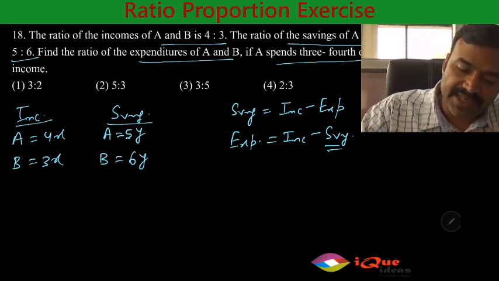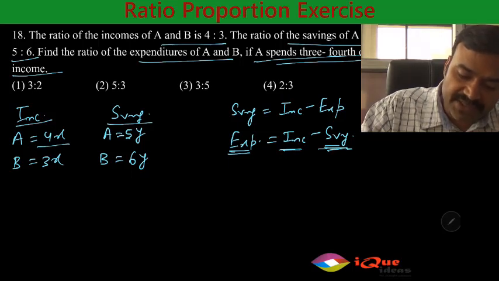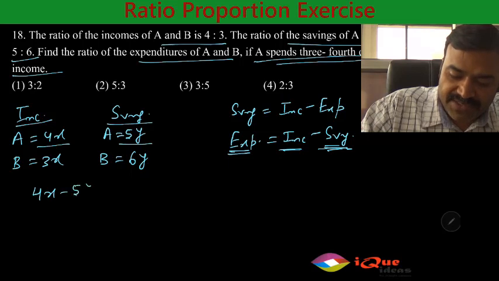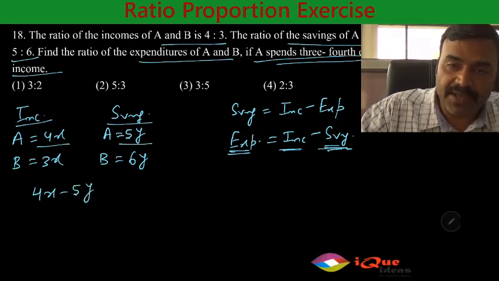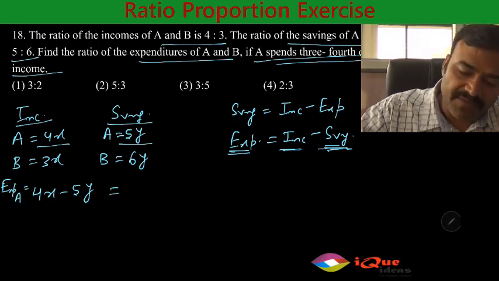Okay. And it says that A spends 3/4 of his income. Now expenditure of A would be income of A minus saving of A. Now income of A is 4x, saving of A is 5y. So 4x minus 5y is the expenditure of A. This is expenditure of A. And this should be equal to 3/4 of his income.